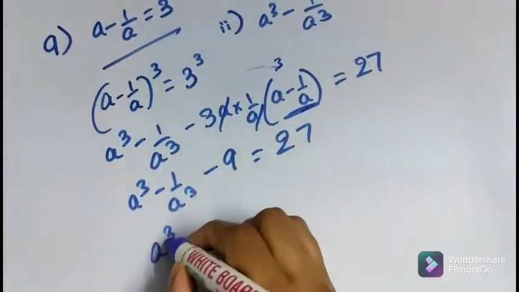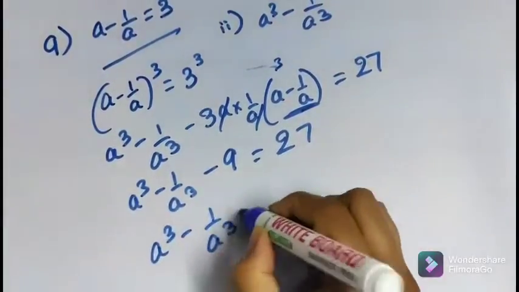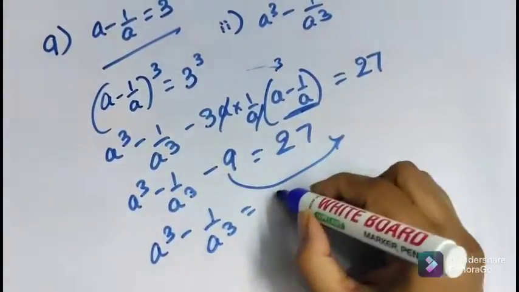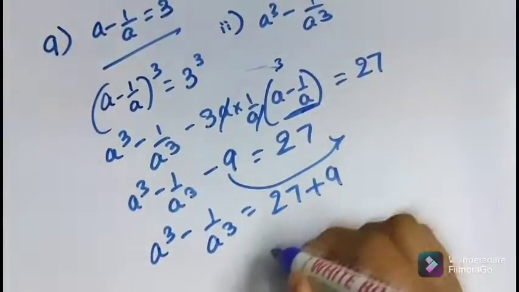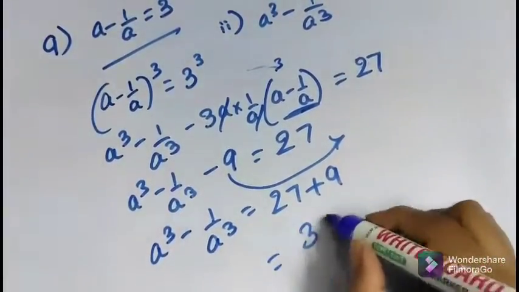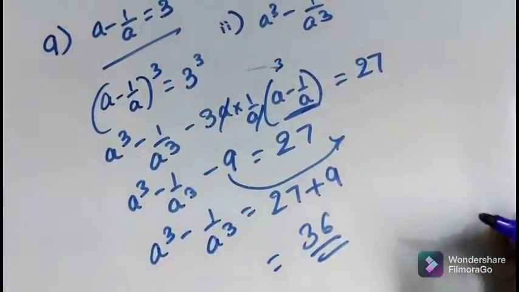So now a cube minus 1 by a cube is equal to, it shifts this side, so it becomes 27 plus 9, which is nothing but 36. Final answer. Let's do the 10th main now.